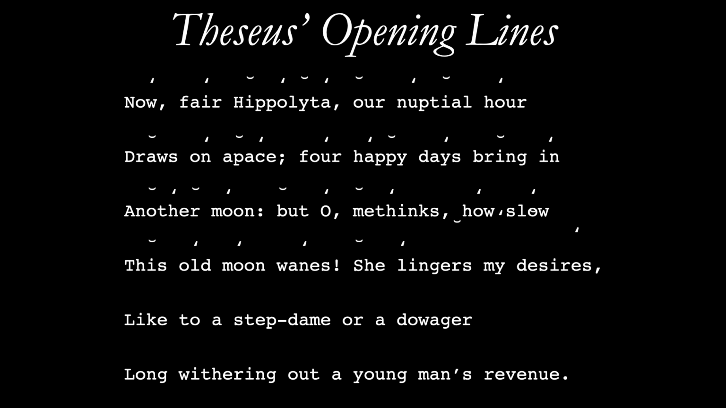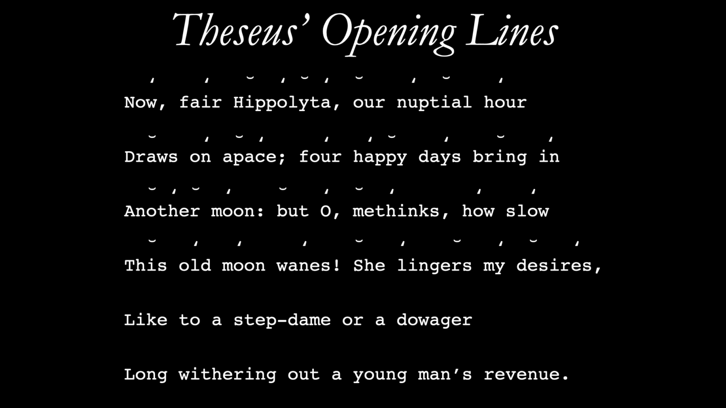But oh, methinks how slow this old moon wanes. With those stresses, it's very difficult to read that line quickly. The line itself, the stresses, the variations from the iambs are making Theseus's speech run slower as he thinks about how much time it is until his wedding day and how long it's going to be.